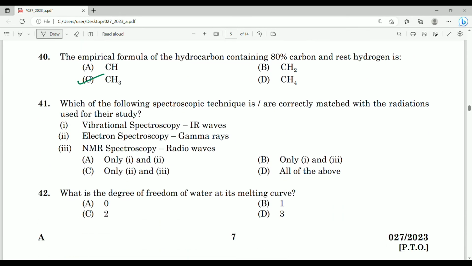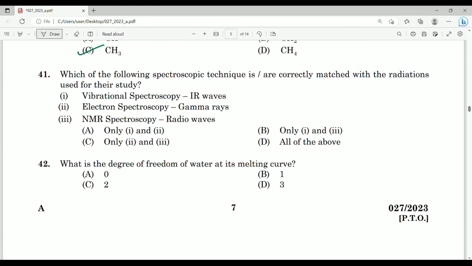41. Which of the following spectroscopic technique is or are correctly matched with the radiations used for their study? Vibrational spectroscopy, IR waves, so that's correct. Then electron spectroscopy, gamma rays, that's wrong. Then NMR, radio. So 1 and 3, option B, 1 and 3.